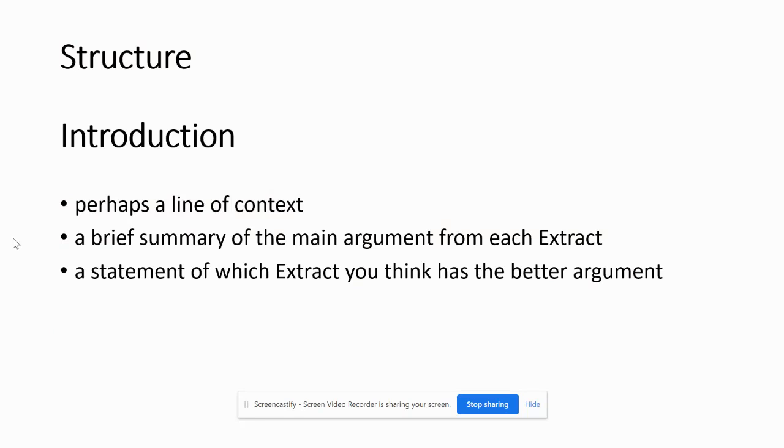So then, in terms of structure, obviously at the start, an introduction. Introduction is pretty standard. It's like an essay introduction. You might have a line of context. It might be about the actual events that you're looking at, a line or a sentence of that. Then these are the important bits here, a brief summary of the main argument from each extract.